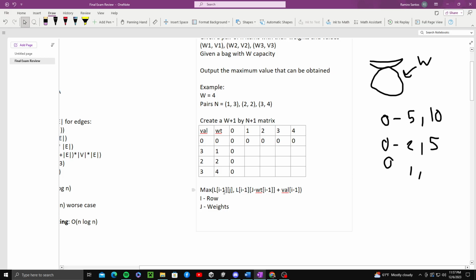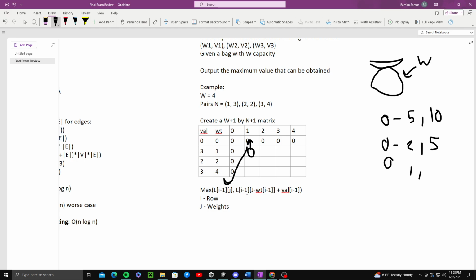So let's see over here. We have a max of L, being our matrix, I being the row that we're currently on, and -1 meaning I'm looking above. J represents the weights of the overall thing. That means I'm looking up here. So this part is just, I'm currently here, and I'm looking up.